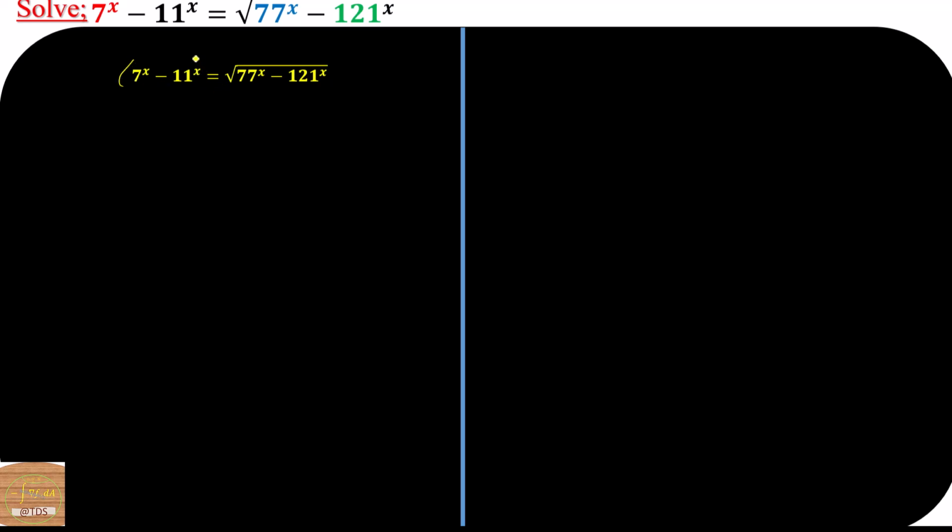Square both sides. Right, so the root will cancel, and I will leave it as 7 exponent x minus 11 exponent x, all squared. And then on my right will be 77 exponent x minus 121 exponent x.